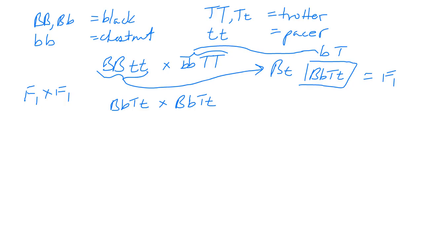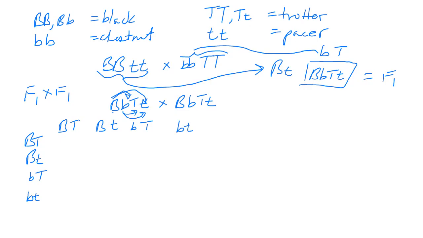So if we do our FOIL technique, big B with big T, big B with little t, little b with big T, and little b with little t. Since we're crossing two of the exact same genotypes, all the gametes are going to be the same for the other horse. So we got a big cross.